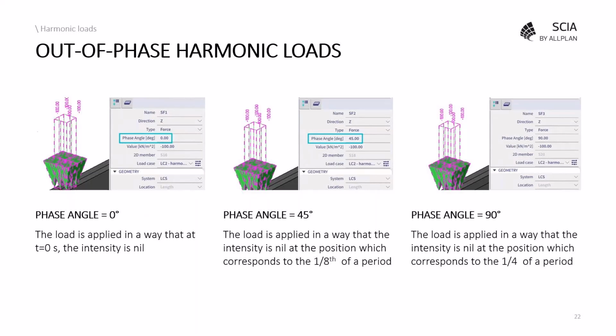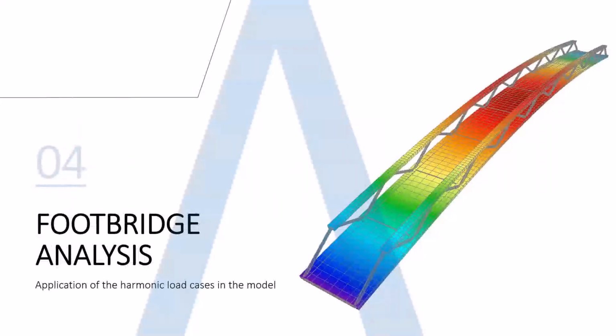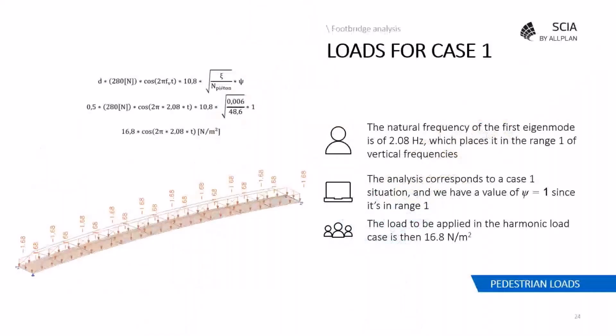Okay, so these load cases will now be applied in an example on the footbridge that we have shown earlier. First, we will need to define in which load case we fall. We have seen earlier that the natural frequency of the first eigenmode, which is in a vertical direction, is 2.08 Hz, which places it in range 1 of vertical frequencies. So the analysis corresponds to a case 1 situation, and we have a value of psi equal to 1 since it's in range 1 of frequencies.